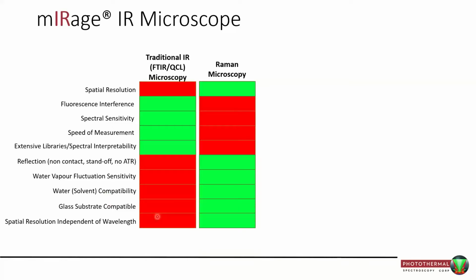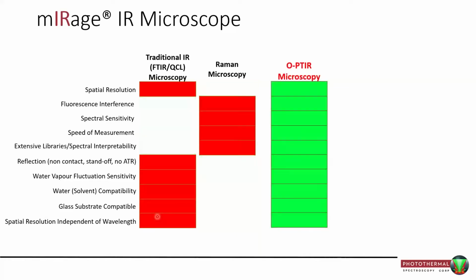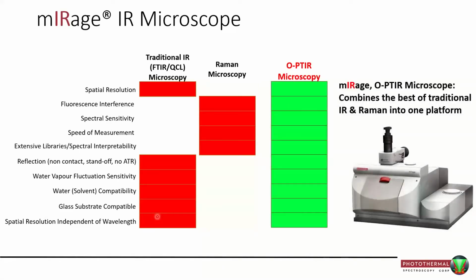So if you look at that, it's not surprising that most labs have one of each instrument, depending on what you're doing, depending on the needs of the experiment. You may use one or the other instrument, or you may even try and measure the same sample and find the same spot in both instruments. But what we do with O-PTIR is basically take the best elements of Raman and IR, and we put those into a single instrument. So literally, we are combining the best of IR and Raman into a single platform.